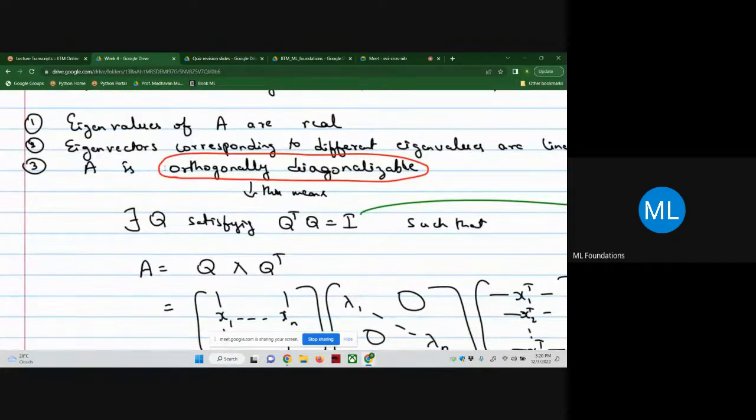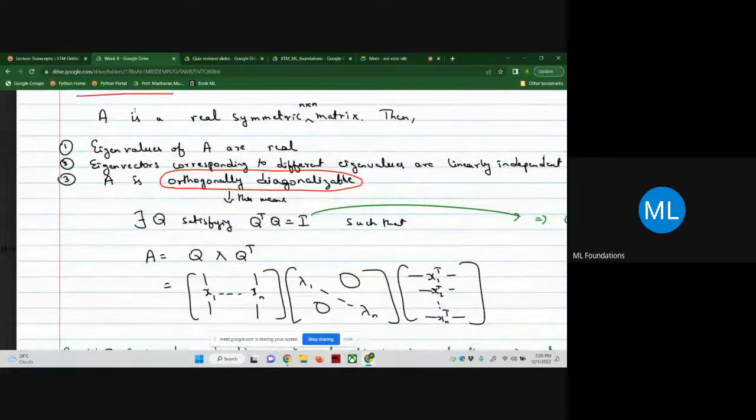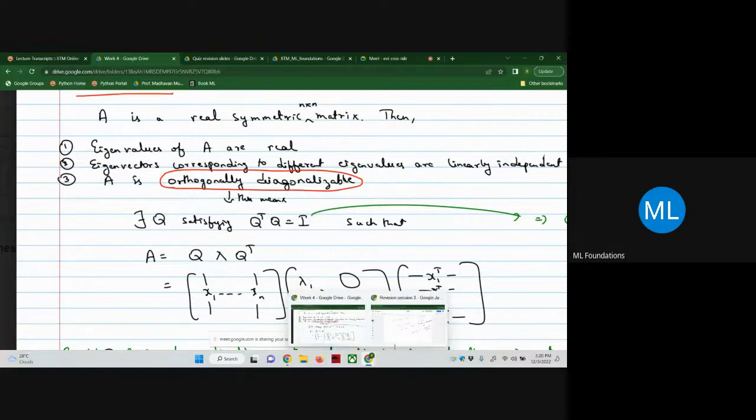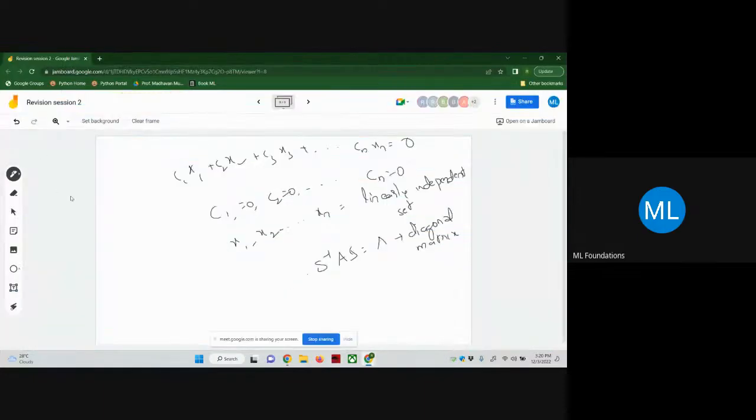The eigenvectors corresponding to different eigenvalues are linearly independent, and they are also orthogonal. In a symmetric matrix, the eigenvectors corresponding to different eigenvalues are going to be orthogonal. So what does that say? Suppose we have Ax1 equals lambda 1 x1, and Ax2 equals lambda 2 x2, where A is a symmetric matrix. Then x1 dot x2 will be equal to 0.